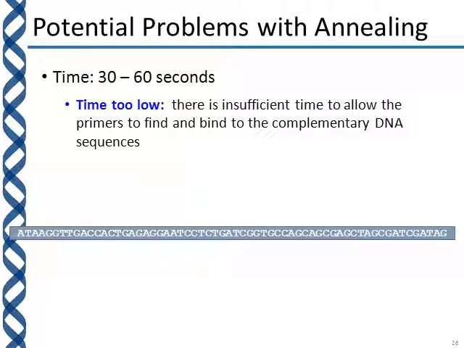So now let's take a look at the time parameter of annealing. Typically an annealing step lasts between 30 to 60 seconds. However, if the time is too low, you don't allow enough time for the primers to find the correct location on the template DNA and bind to it.